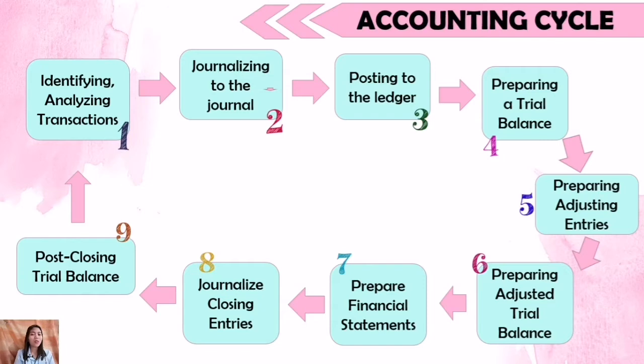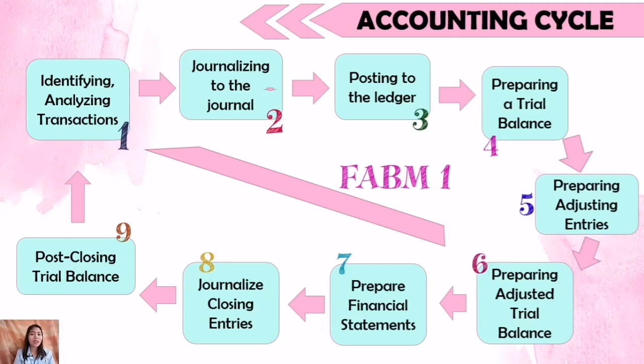In some other books, there are 10 steps, and the 10th is all about reversing entries. However, there are also some books that have 6 steps in the accounting cycle. So we'll be using this 9-step accounting cycle. And this accounting cycle is, of course, discussed in both FABM 1 and FABM 2. So for this semester, we will have the first up to the 6th step under FABM 1, and then under FABM 2, the 7th up to the last step in the accounting cycle.